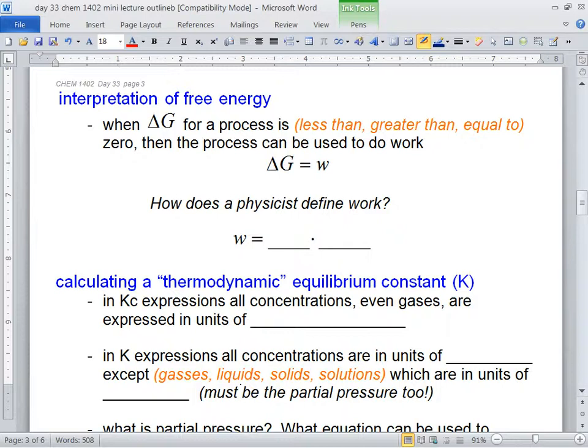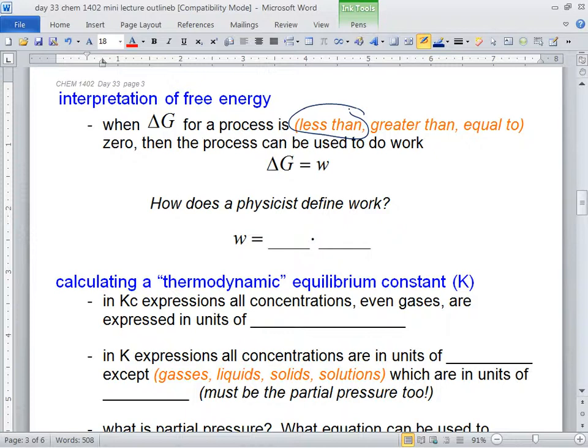Okay, let's pick on Connor. When delta G for a process is, then the process can be used to do work. Less than, because it has to be spontaneous. Thank you. It has to be spontaneous. Otherwise, you have to put energy in for that thing to happen, whatever it is. Right? So delta G can equal W. We can't use all that energy to get work, but that's okay.